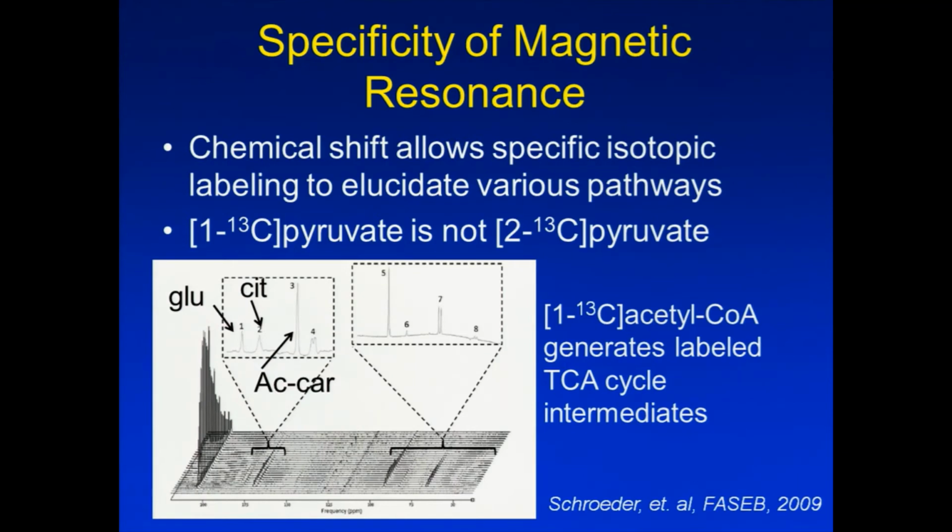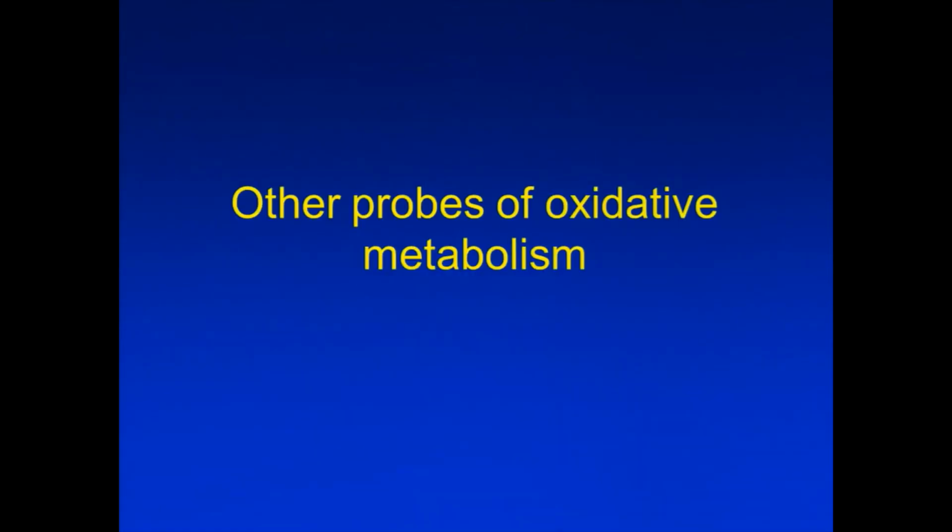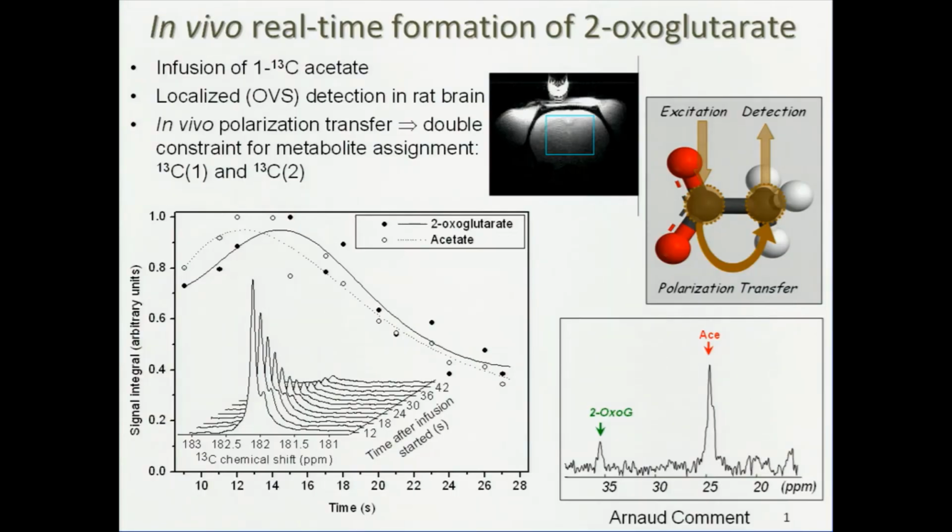So pyruvate, in addition to its multiple metabolic fates, by a prudent choice of your labeling, you see different pathways as well. There are other probes of oxidative metabolism. I've been talking about carbohydrate metabolism.